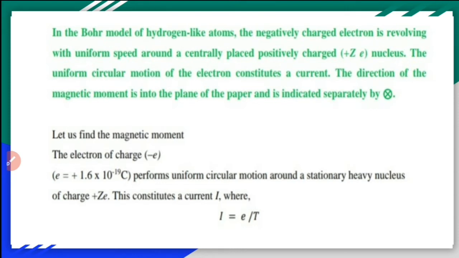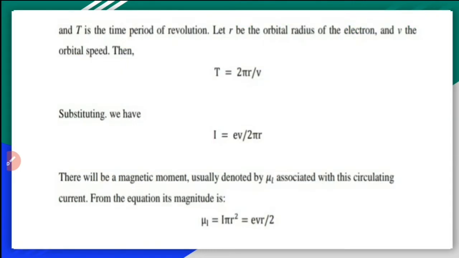Now let's find the magnetic moment. The magnitude of magnetic moment is IA. So first of all we should find I. Here one electron is in motion and its charge is e. For one complete revolution, let the time taken be T, capital letter T, the time period. So the current is given by I is equal to e by T. And we know what is time period. Time period is the time taken to complete one revolution.